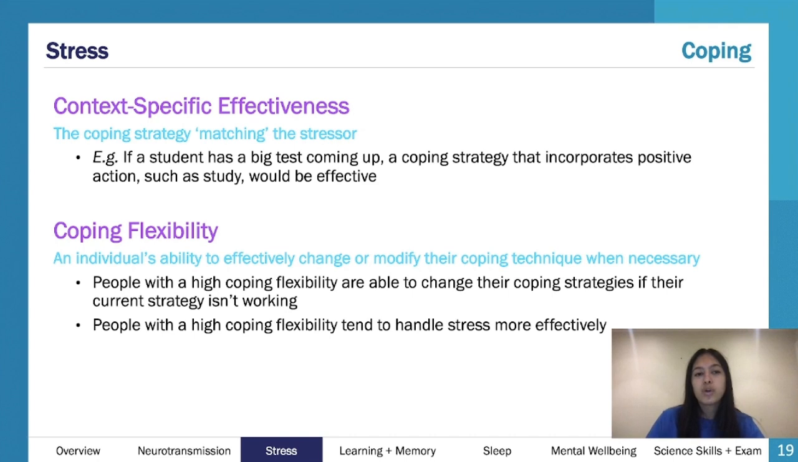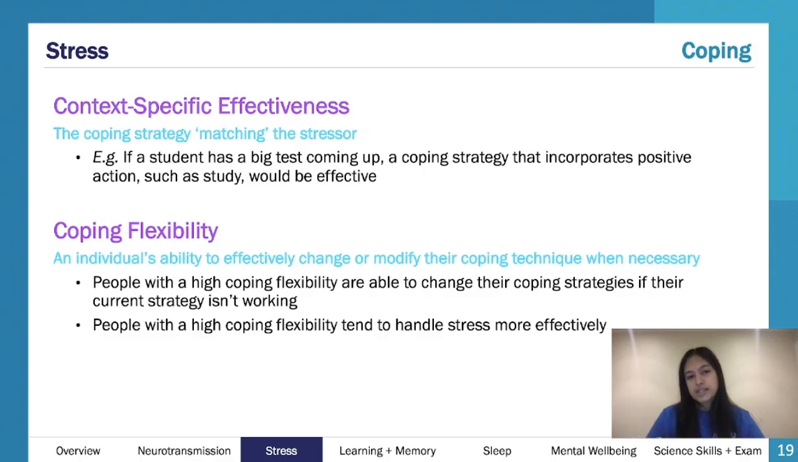Okay, on top of that, you've got your two terms, your context-specific effectiveness. Again, you already know what I want to say. It's in the name. Does my coping strategy match this situation? Is it specific for this context and therefore effective? So, like what we were discussing before, if I've got a test, studying for this test is pretty effective. Whereas, I don't know, if my stressor is my best friend at school and I are having a fight, studying isn't going to be that helpful. But it's this idea of having a coping strategy that matches what the situation at hand is.